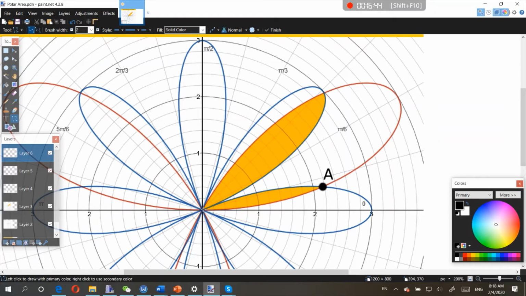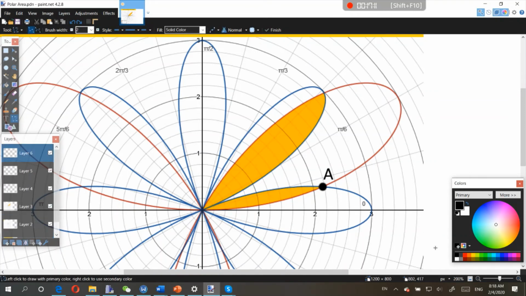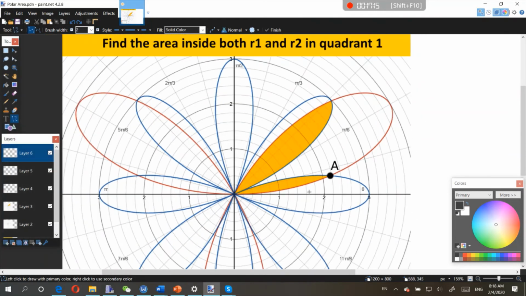Okay, so if I start with the red part, then I could integrate, since this is a sine function. Sine starts at 0, so I could integrate from 0 to A, and that would get me all of this area that I'm tracing right now. All of this area here in black would be tracing from 0 to A for the red function. Okay, then what? And then times 2.